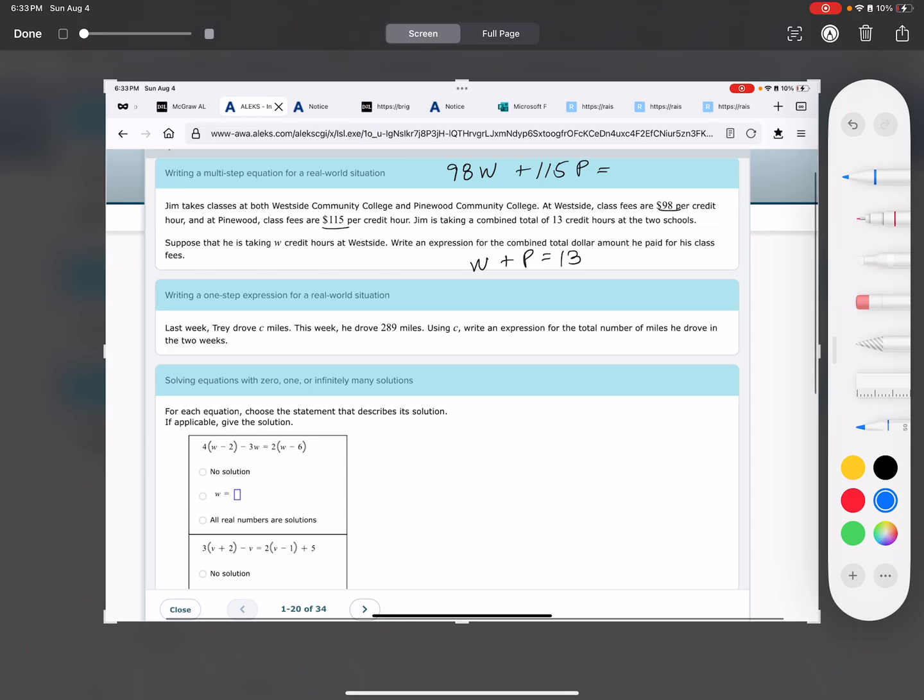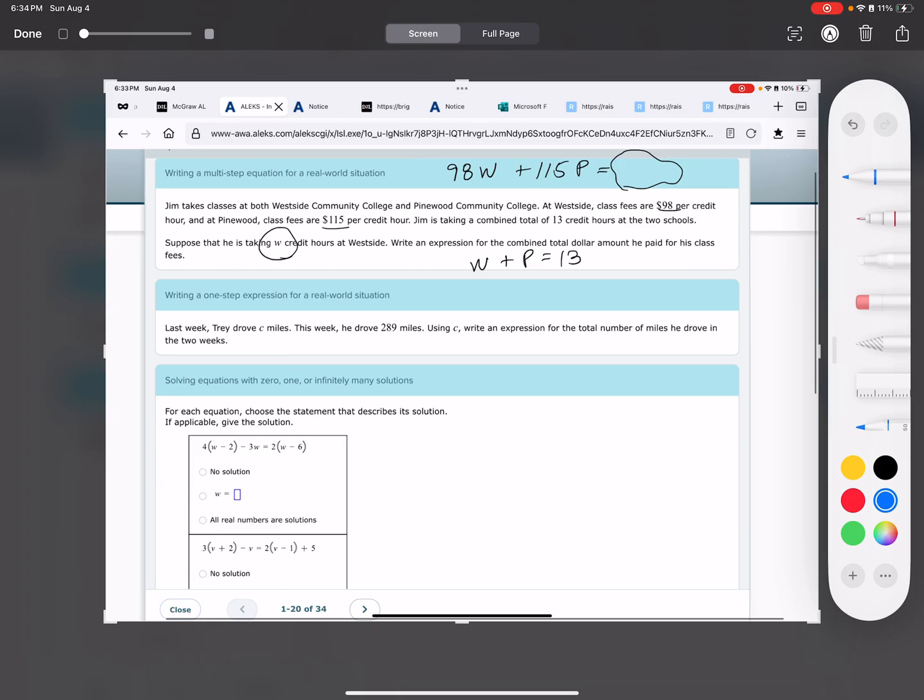We don't know how much he's paying at this point, but suppose he's taking W credit hours. Write an expression to compute the total dollars he paid for his class fees. This is how I would find it: 98W plus 115P. It didn't tell me how much he spent total, so it just wants an expression for the combined amount he had to pay in terms of W.